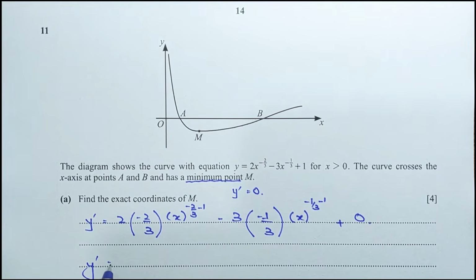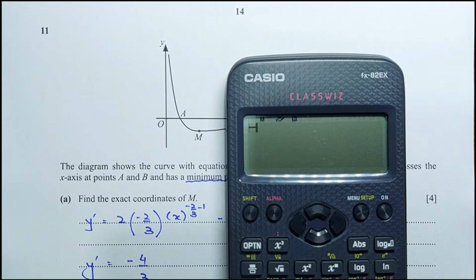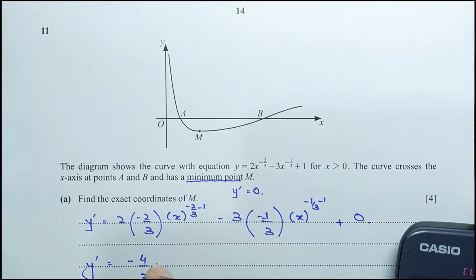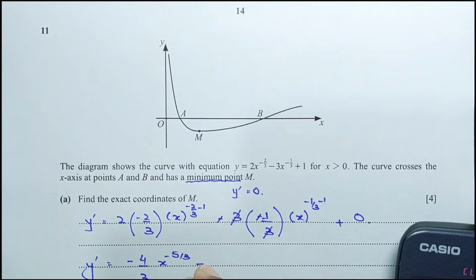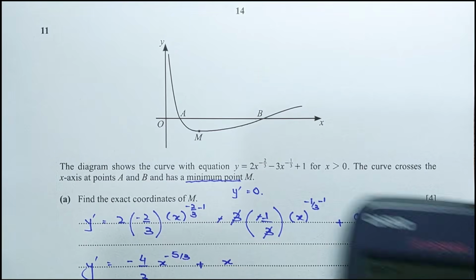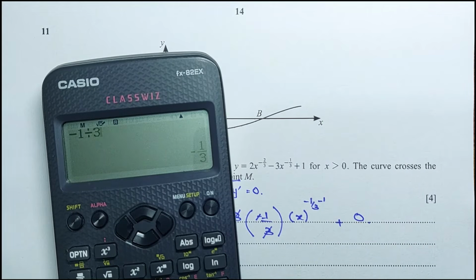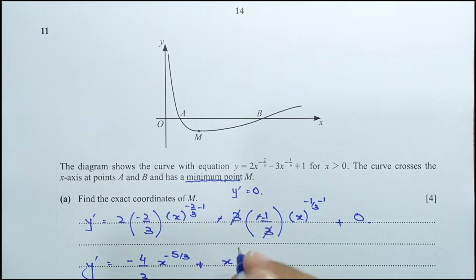So y prime is going to be negative 4 over 3. Okay, minus 2 by 3 and minus 1. This is minus 5 by 3. The x power is minus 5 by 3. This 3 and this 3 cancel, minus cancels with minus, so it is plus x to the power minus 1 by 3 and minus 1. This is minus 4 by 3.